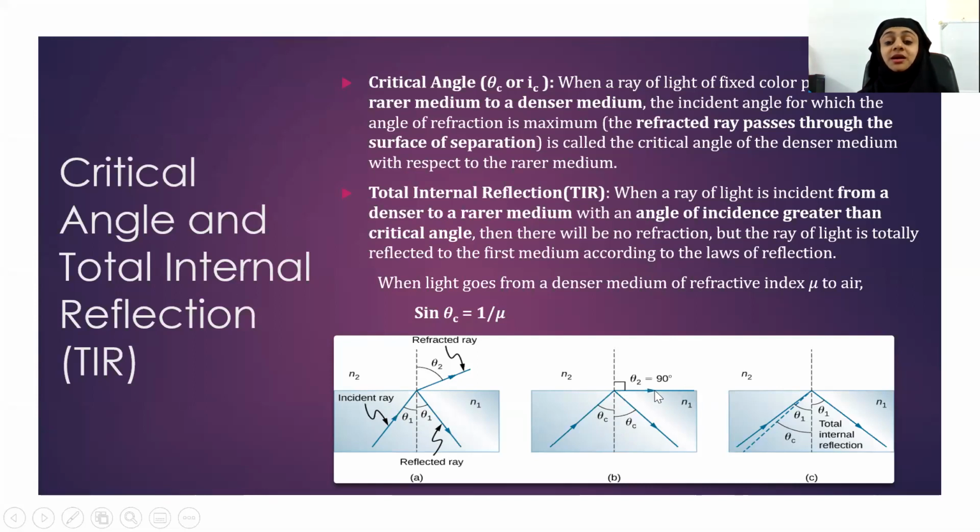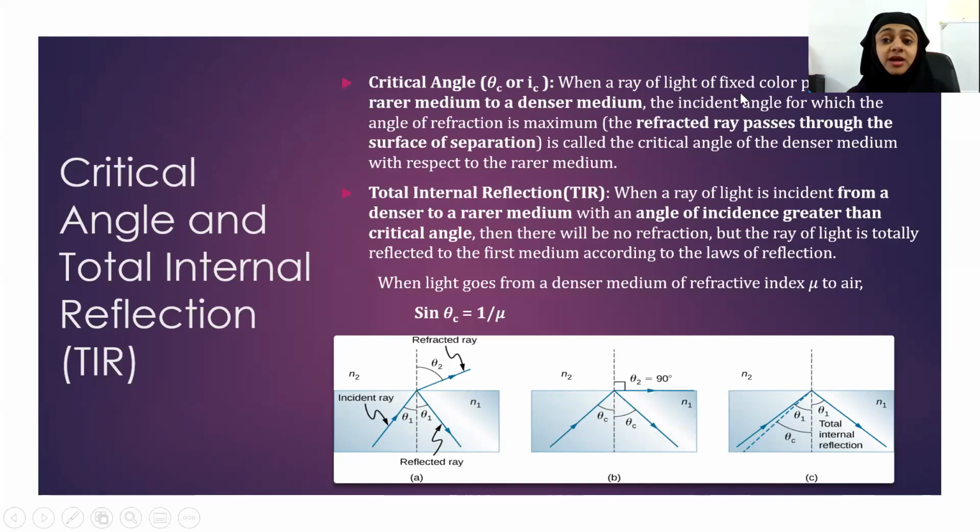As you can see here, the angle of refraction now is 90 degrees. So the light ray after refraction goes along the surface of separation of the two media. There will still be a part of the light ray getting reflected back to the same medium. Since the angle of reflection is equal to the angle of incidence, both will be theta c, that is the critical angle. So let us see what is critical angle.